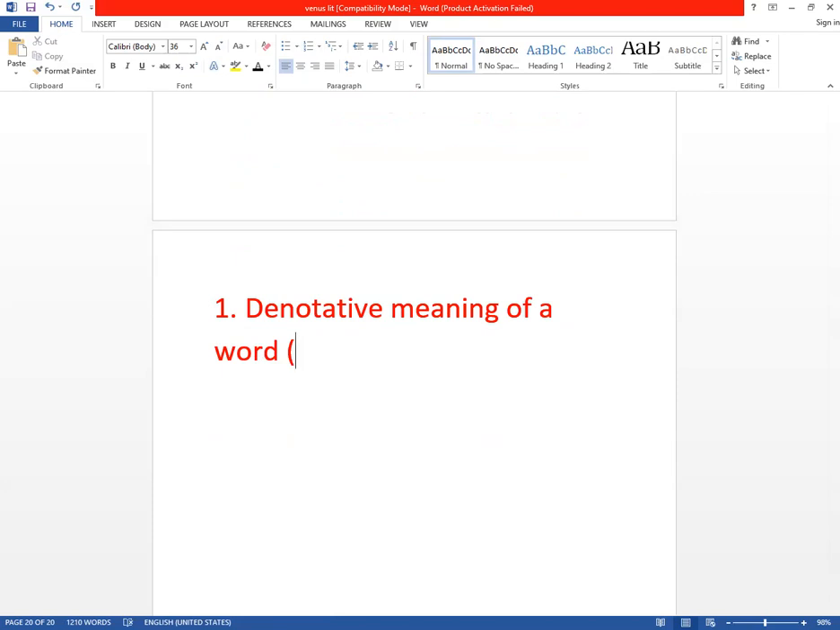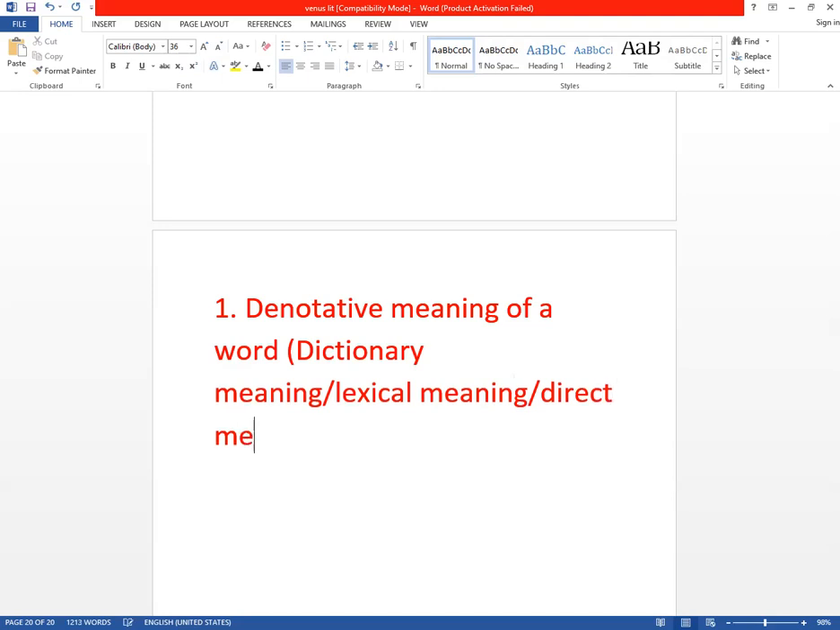There are other names for this level of meaning. Dictionary meaning, or lexical meaning, or direct meaning. Denotative meaning is also called dictionary meaning, lexical meaning, or direct meaning of a word.